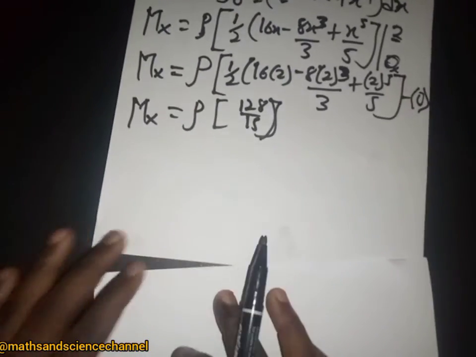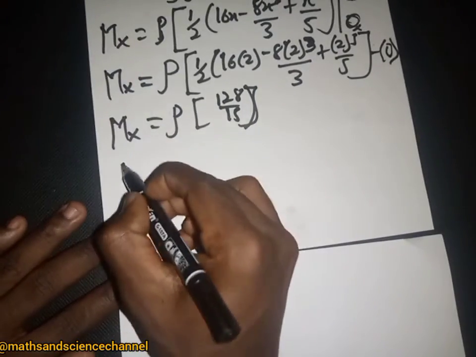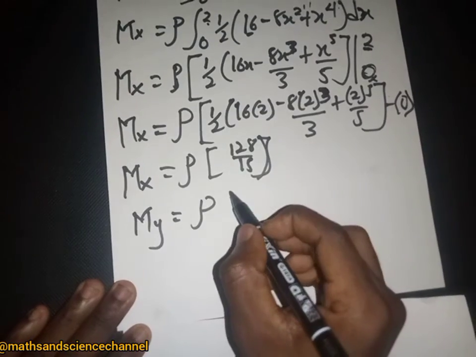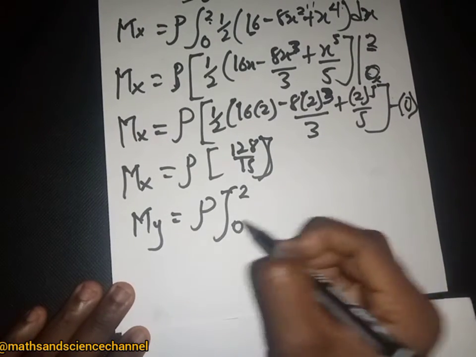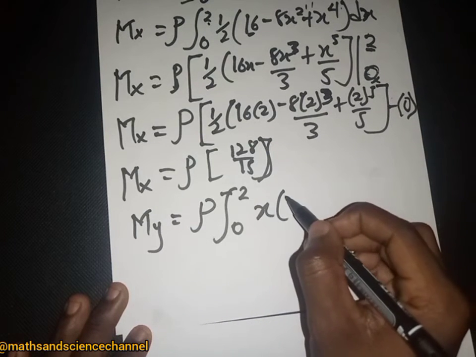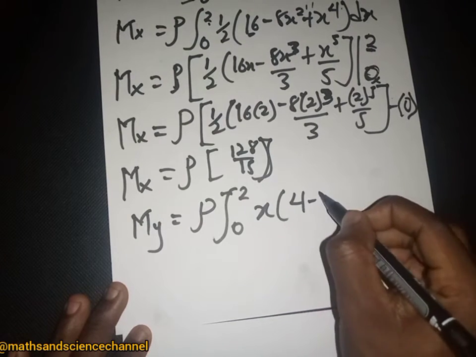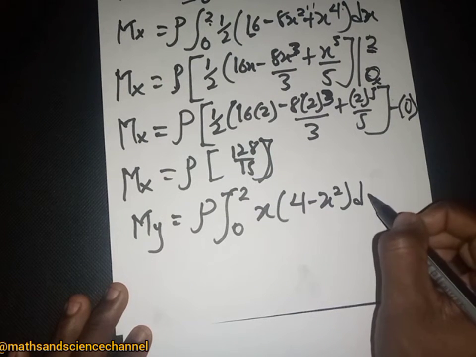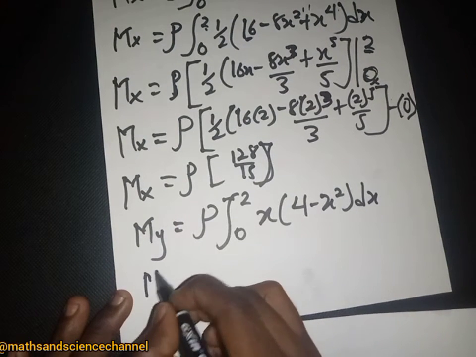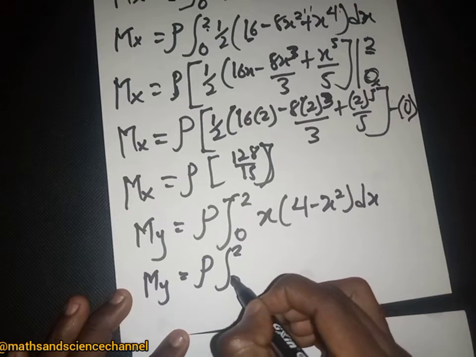So let's look at it in the y direction. The moment of the particle in the y direction here is also given by My here, being equal to the density here, then it has the integral from 2 to 0, the lower and upper limits. Then we have x here multiplied by f of x, right? So the f of x in this case is just 4 minus x squared, then the dx. So we have my density here, then from 2 to 0.